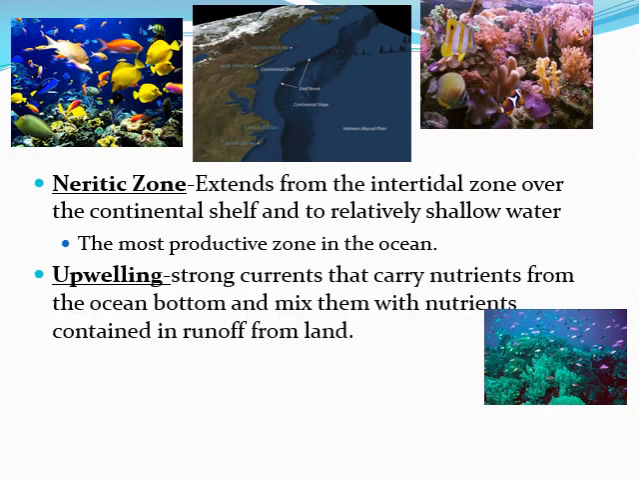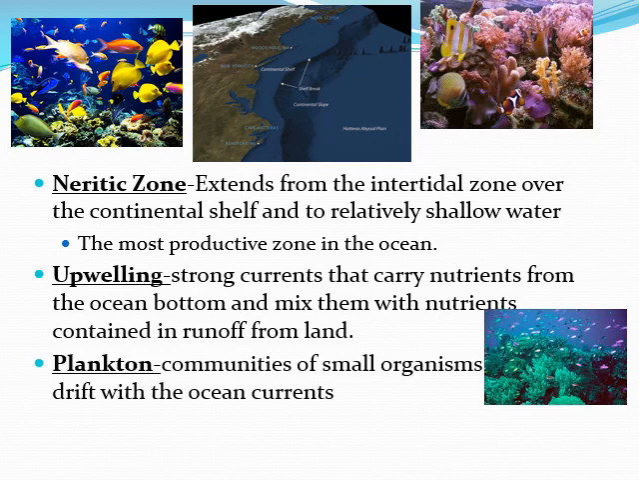Also in this area, something called upwelling occurs. This is where strong currents carry nutrients from the ocean bottom and mix them with nutrients contained in runoff from the land. So you have a mixture of nutrients in this area, some from land, some from the bottom of the ocean. So there's lots of food. There's lots of things for these living things, and that's why this area contains so much life.